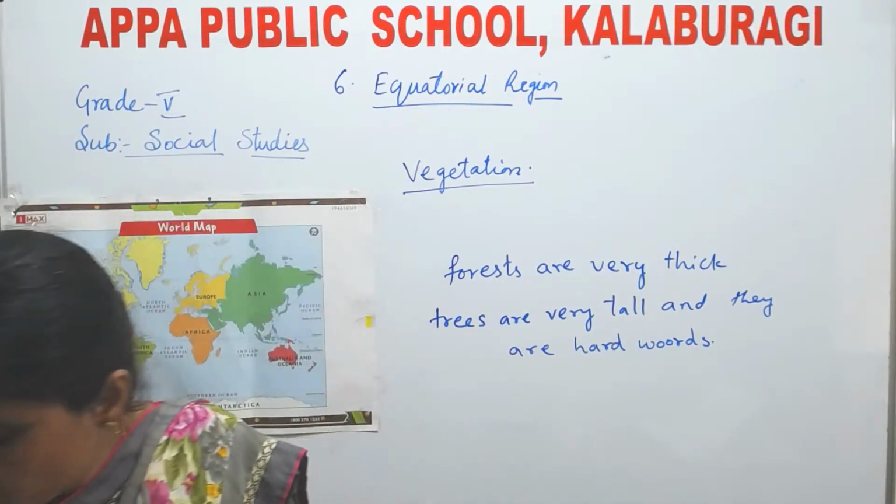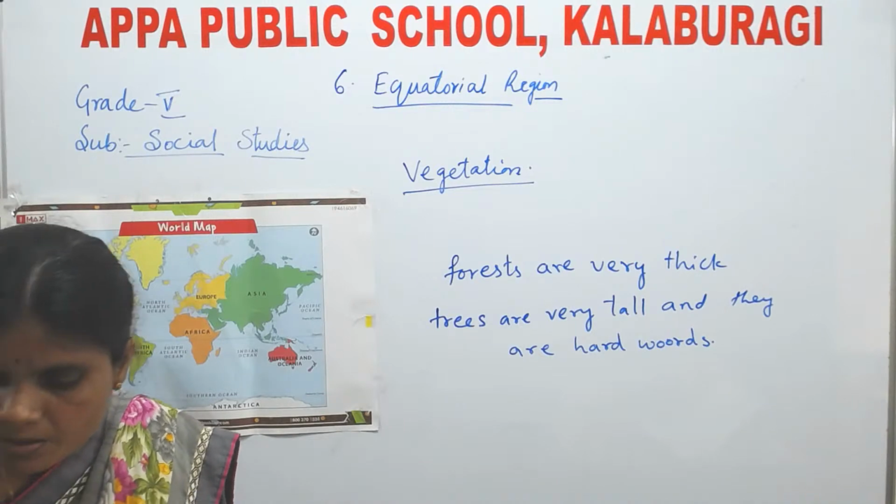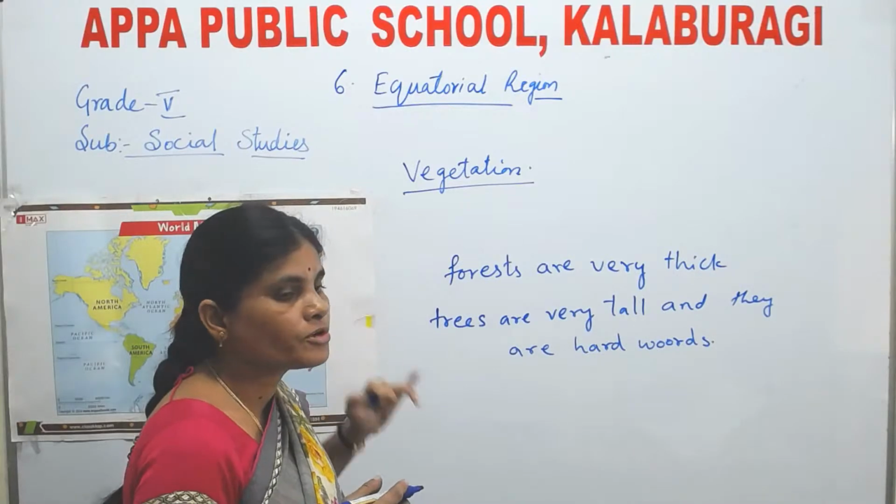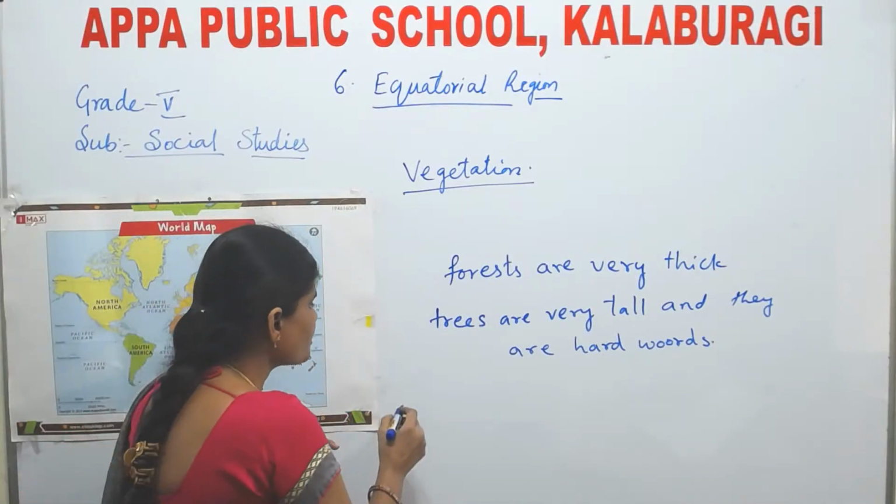Now, the forests of the equatorial region are called evergreen forests.